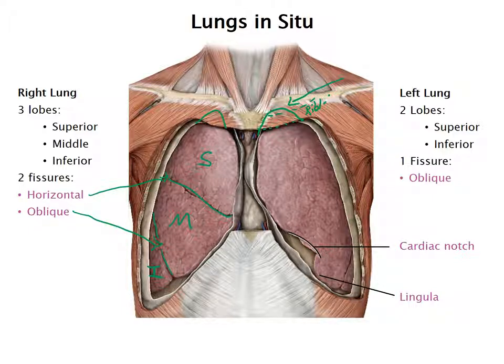And the left lung has a single oblique fissure, which runs at about a 45-degree angle, separating the superior lobe of the left lung from the inferior lobe of the left lung. Near to the apex of the heart, the left lung has a characteristic cardiac notch. And at the lower boundary of this notch is a tongue-like projection which is called the lingula. It is a part of the superior lobe of the left lung.